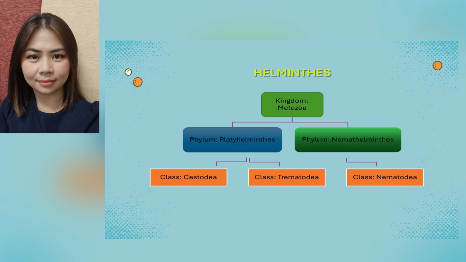This is a helminth, another organism. It is divided into two phyla: phylum Platyhelminthes and phylum Nemathelminthes. Platyhelminthes is also divided into two classes, Cestoda and Trematoda. And phylum Nemathelminthes has one class only, Nematoda.